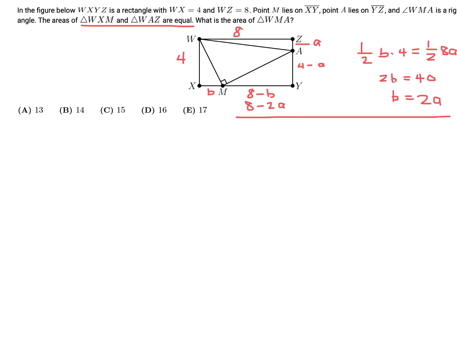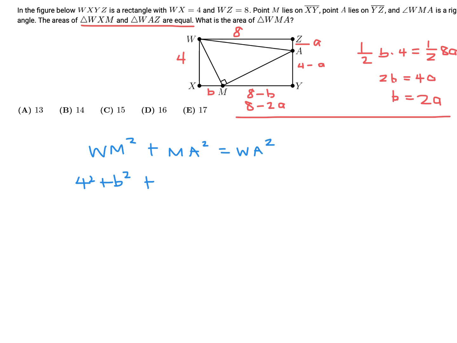Okay, that's a relatively decent start. Now, we're going to use Pythagoras because of that right angle. So that basically means WM squared plus MA squared is equal to WA squared. What does it mean? Well, WM I can have in terms of Pythagoras on WXM, so that would be 4 squared plus B squared.